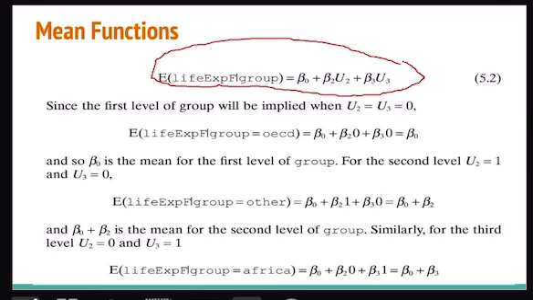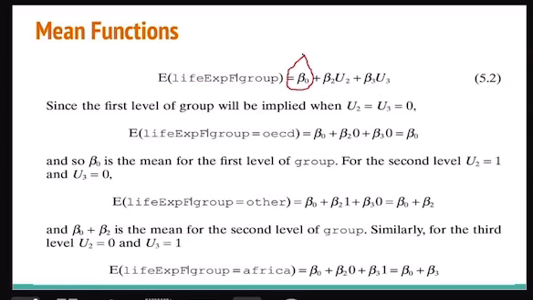Right now, I want to reference the OECD, or countries in the OECD, which means I want to be comparing other groups like Africa, like others, with the developed countries. Does that make sense? If you look at equation 5.2 right now, you can see U2 and U3. Now what if I want to talk about the intercept in this model? The intercept in this model is when I put U2 and U3 to be 0. That is when I set others and Africa equal to 0.